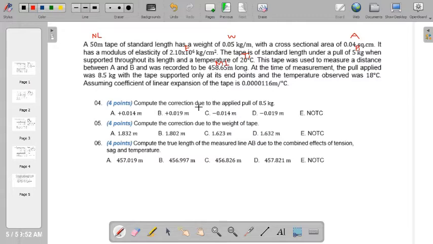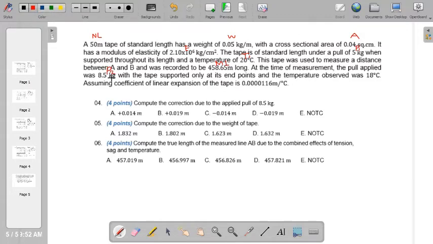At the time of measurement, the pull applied was 8.5. So nung habang sinusukat yung dalawang point na yun, ang pull na inapply nila is 8.5. So therefore this is P sub 2.